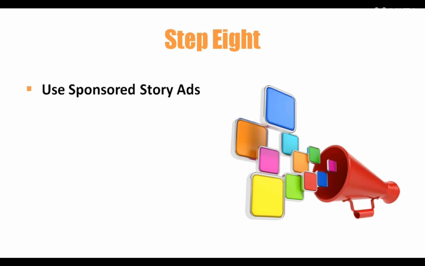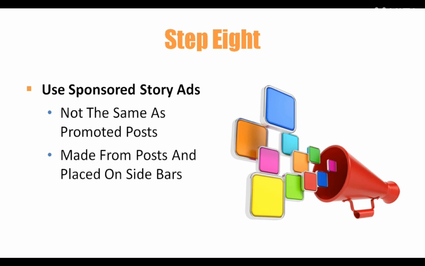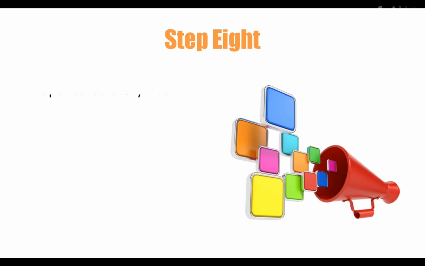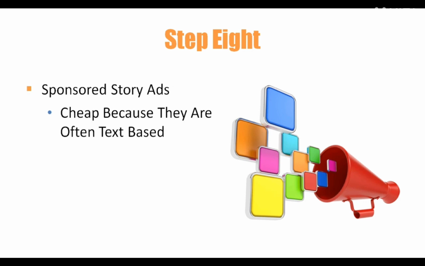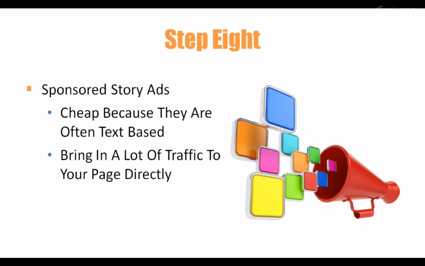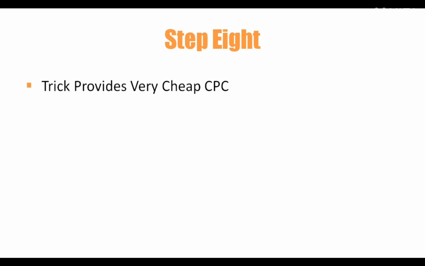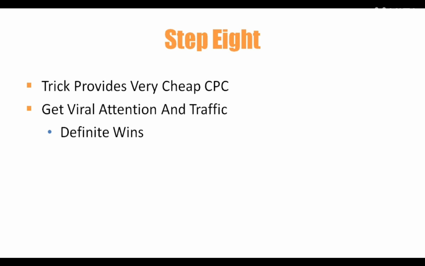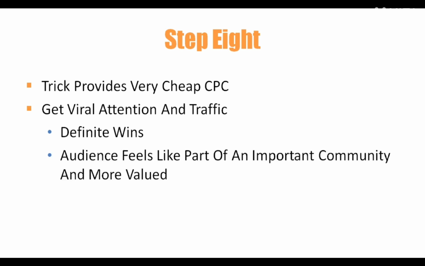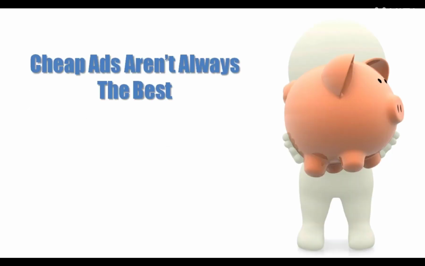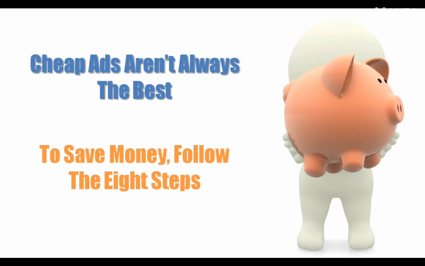Step 8. Use sponsored story ads. These are not the same as promoted posts. These are ads that are made from your posts and placed on sidebars. Sponsored story ads are cheap because they are often text-based, but they can bring in a lot of traffic to your page directly. Not only does this little trick provide a very cheap CPC, but you also get viral attention and traffic. These are definite wins for you, and your audience feels like it is part of an important community and more valued.